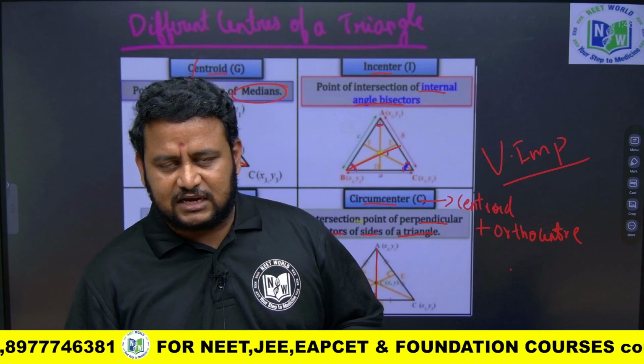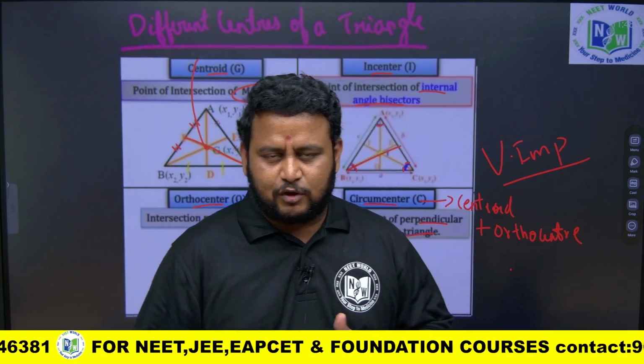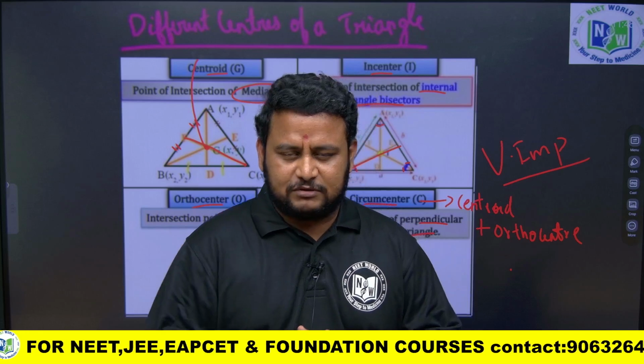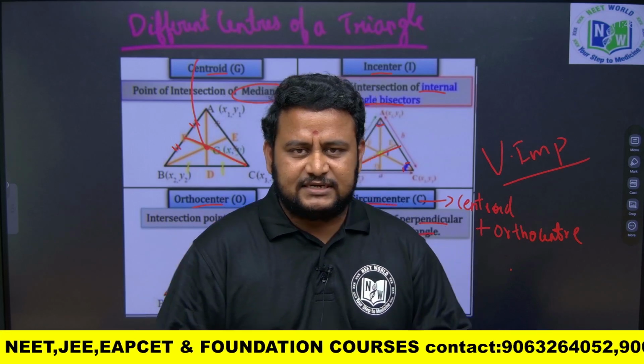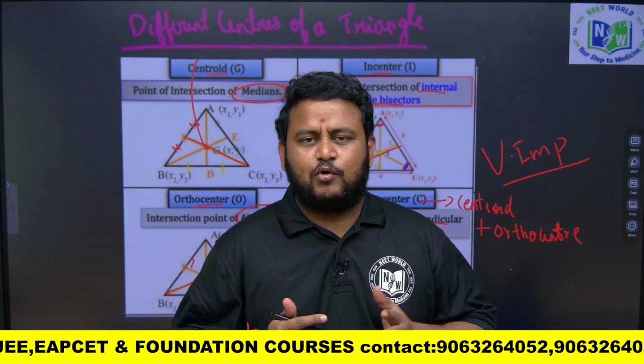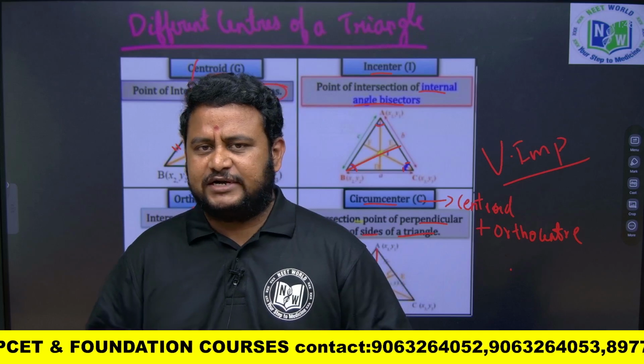Different centers of the triangle. What did we study? Centroid. It is a point of intersection of medians. Median bisects the opposite side. Next we spoke about incenter. Incenter is an angular bisector. The point of intersection of angular bisectors, we call it as incenter.